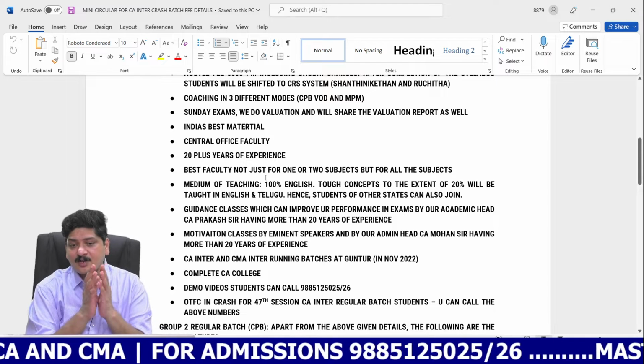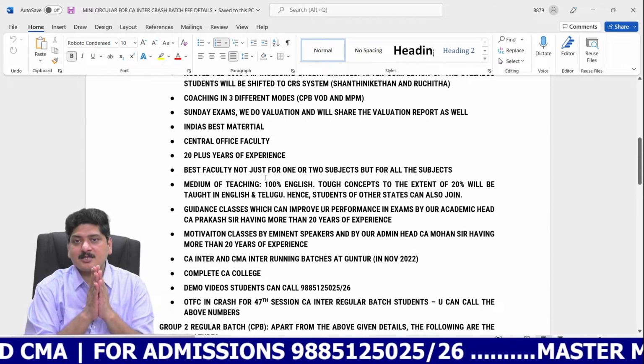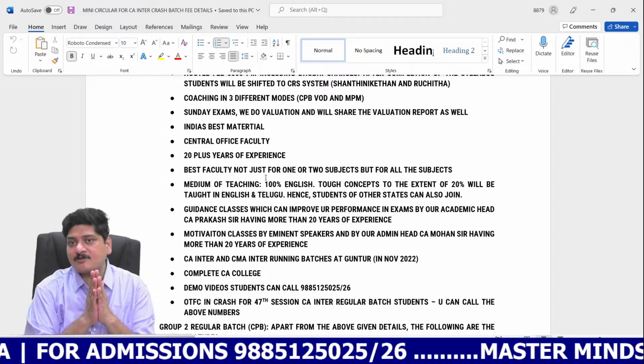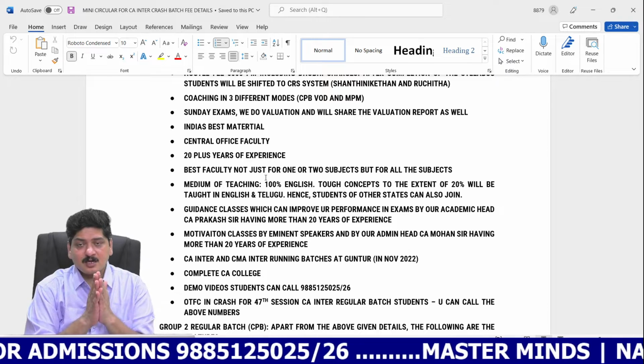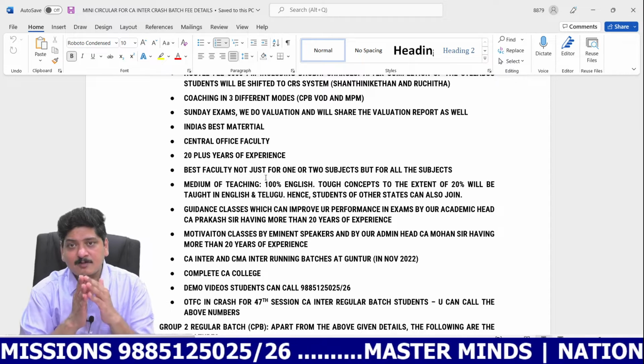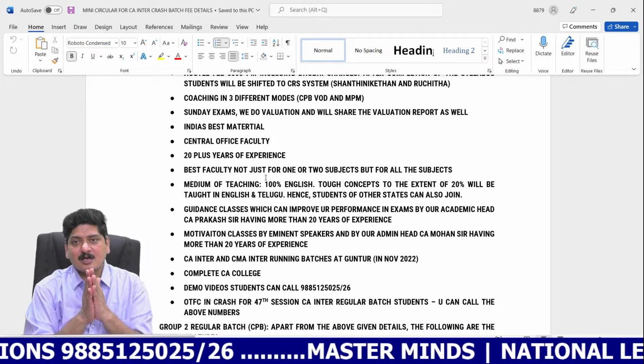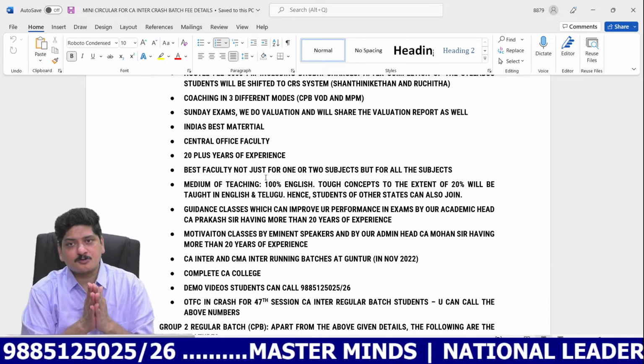And what is the mode of teaching? The teaching will be entirely in English. 100% teaching will be in English. But of course, the difficult topics will be repeated in Telugu as well. And that will be limited to hardly 20 to 30%.